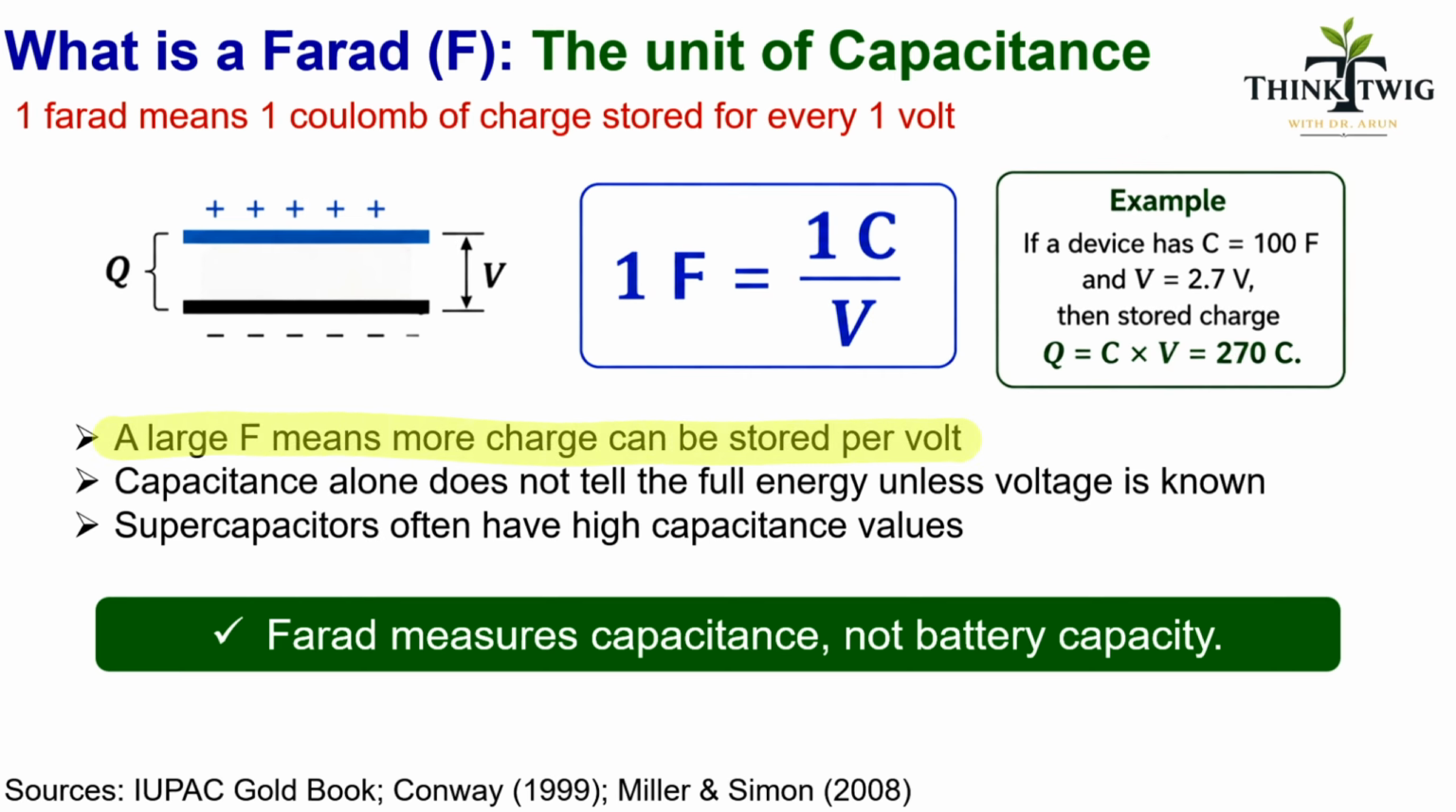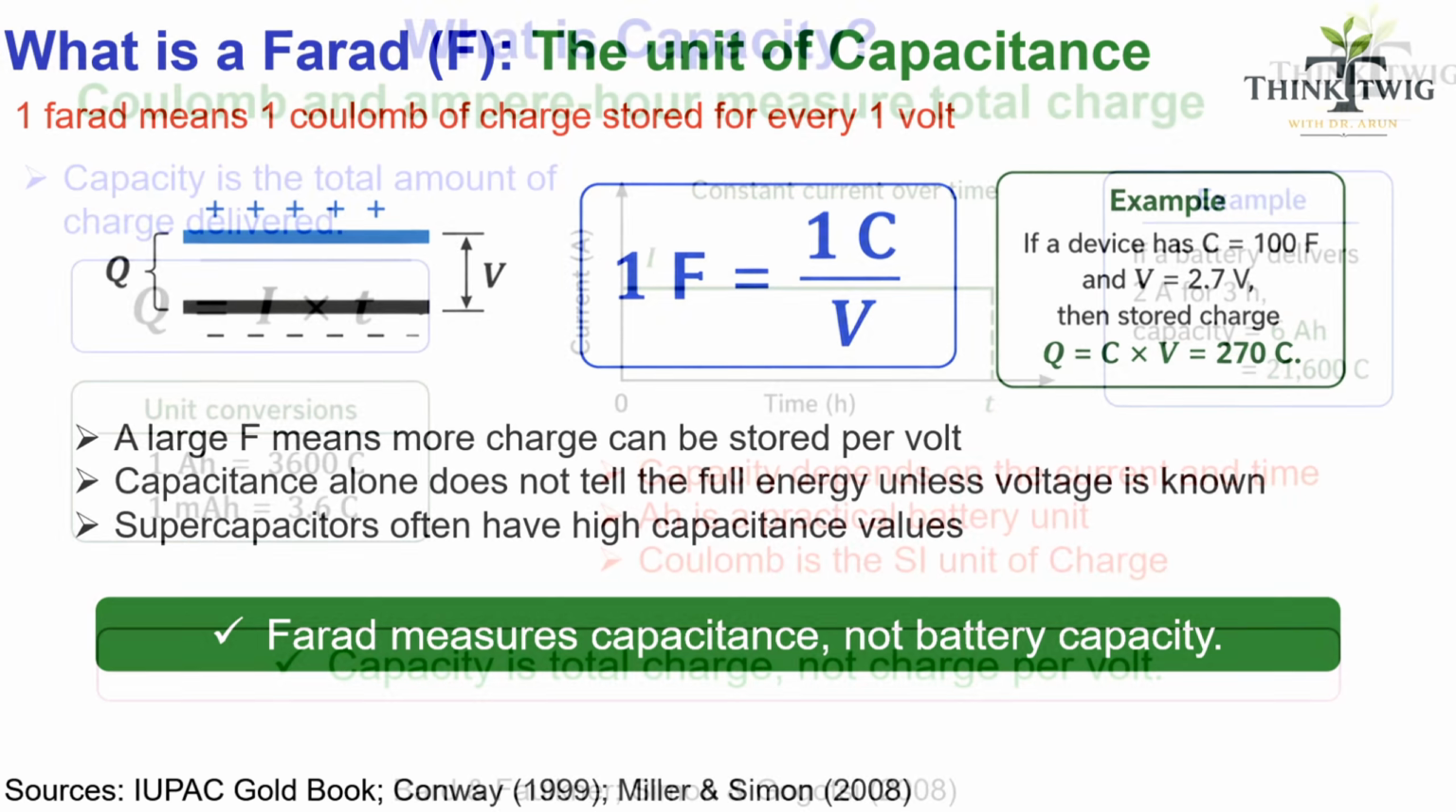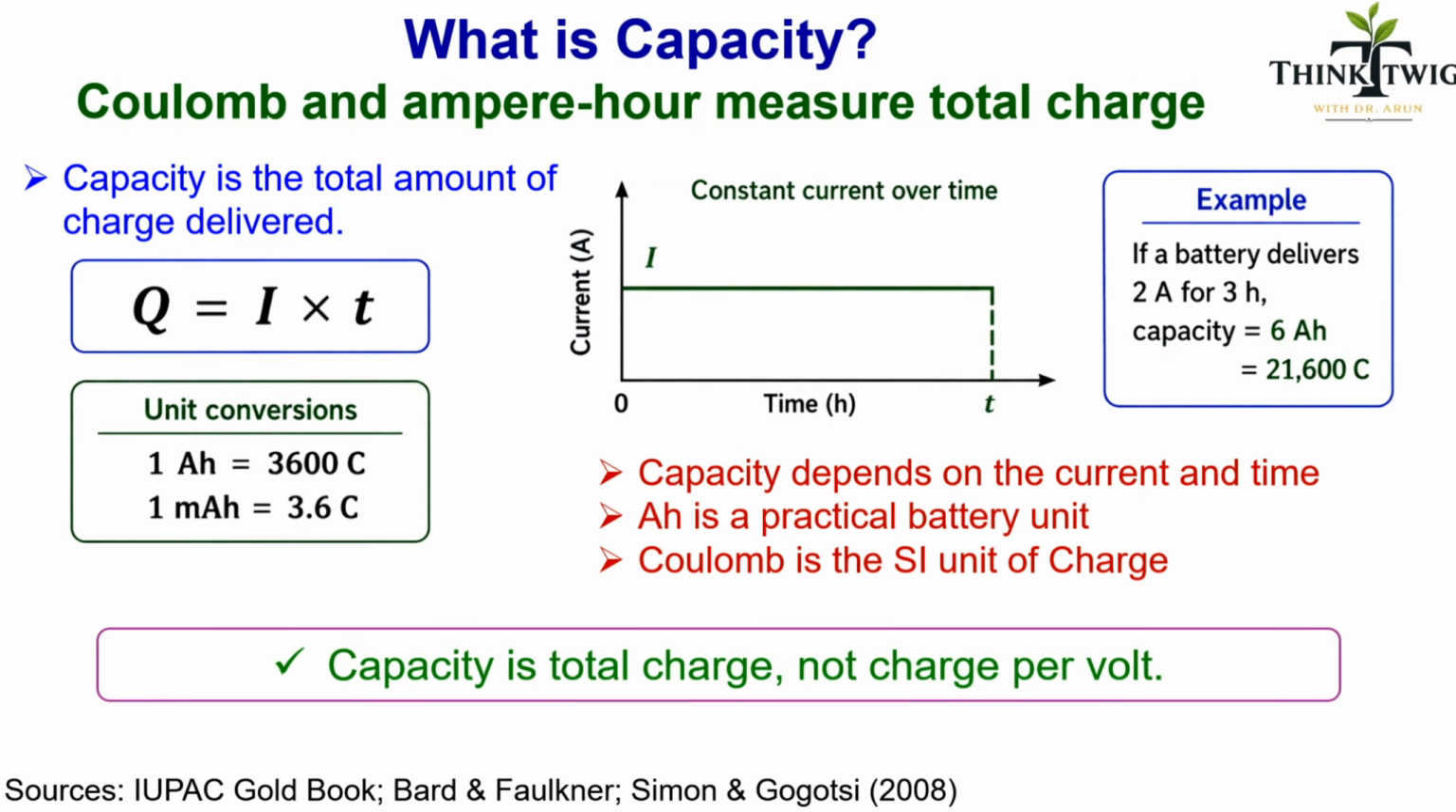Farad tells us how charge changes with voltage, and this also tells us something else. If we know only the capacitance, we still do not know the full energy of the device. We also need the operating voltage or potential, and this becomes very important for supercapacitors. A device may have a high capacitance, but voltage still plays a major role in its final energy. We will come back to this near the end. For now, the important message is that a large farad value means more charge can be stored per volt, and the farad measures capacitance, not battery capacity. Now we move from capacitance to capacity.